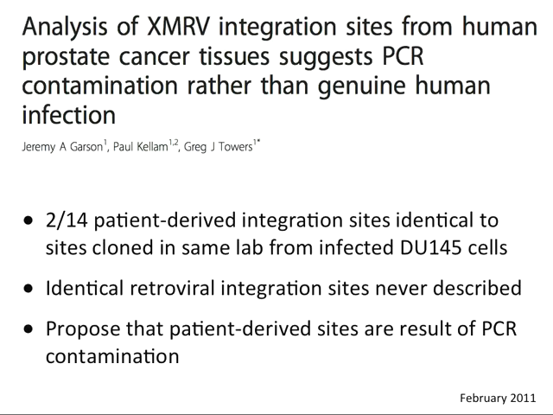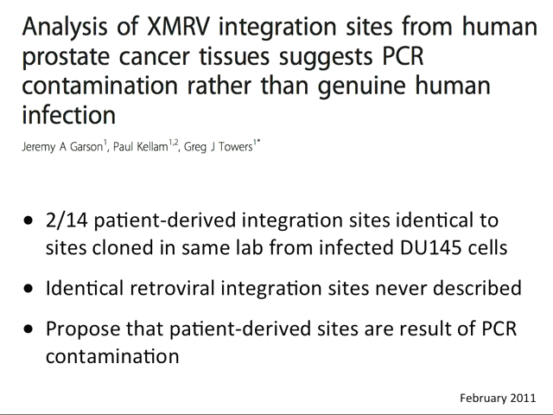Okay, now a little bit later, just next month, the same group, Greg Towers, same journal, published analysis of integration sites from prostate cancer tissue suggests PCR contamination. You remember at the beginning I talked about using integration as the gold standard for retrovirus infection of cells. So what Greg did was he took the sequences that were published of the XMRV integration sites in prostate tumor DNA. And he found that two of the 14 integration site sequences are identical to sites cloned in the same lab from a cell line infected with XMRV.